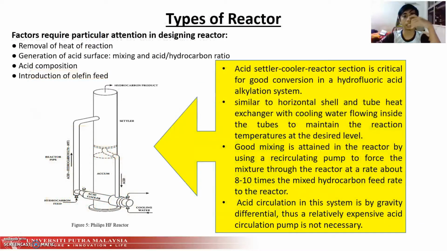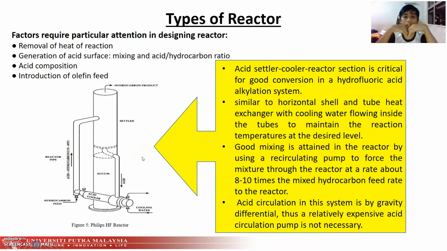The next topic is the type of reactor used in this process. There are 4 steps to design the reactor: first, removal of heat of reaction, generation of acid surface, acid composition, and introduction of olefin feed. This is the reactor introduced by Phillips. This reactor is an acid settler cooler reactor. This section is critical for good conversion in the hydrofluoric acid alkylation system.